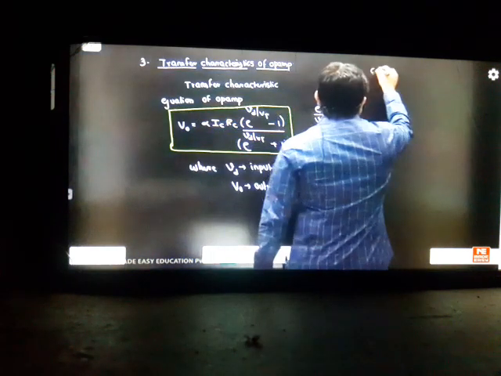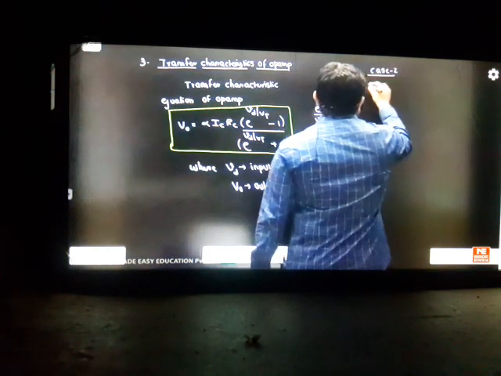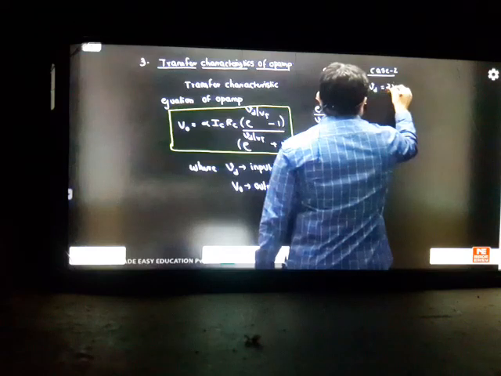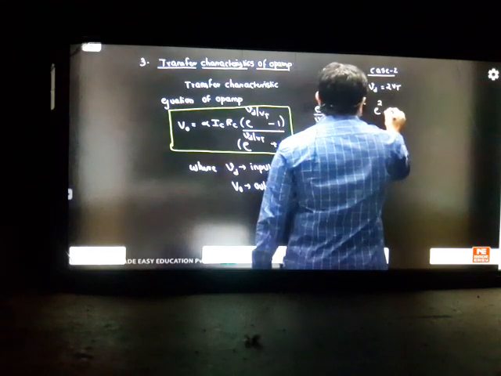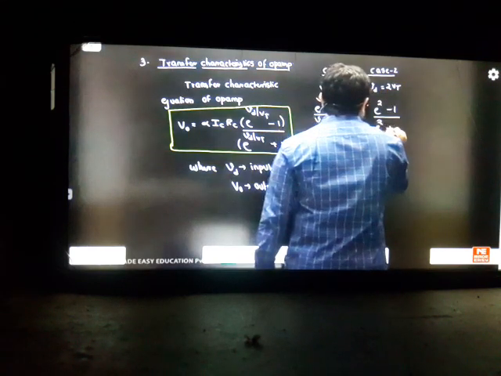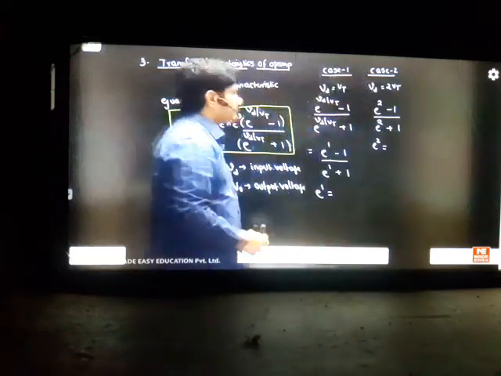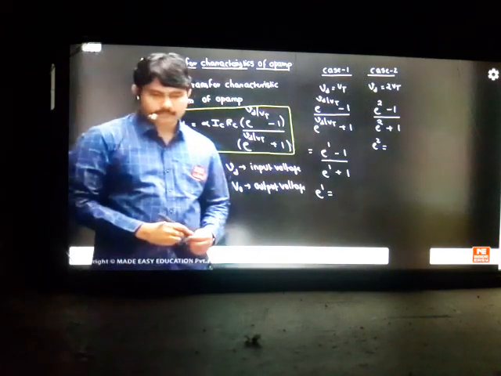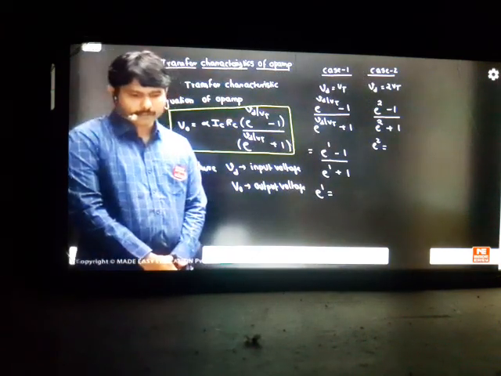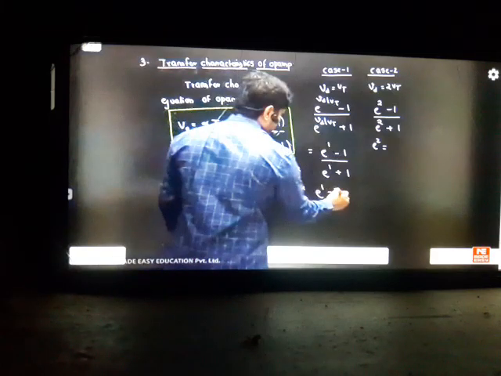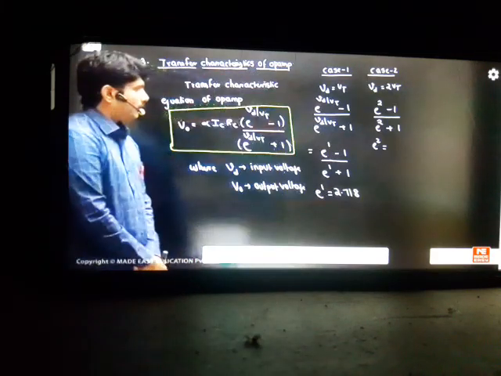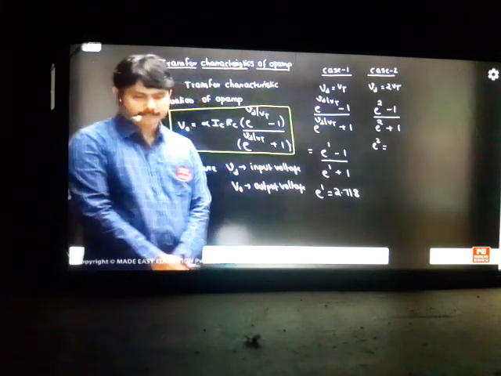In a similar manner, if you see the second case, your VD you take as 2VD, such that it is e power 2 minus 1 by e power 2 plus 1. So what is e power 2? You just calculate it. E power 1 is around 2.718. What about e power 2? Give me the answer for e power 2 also.